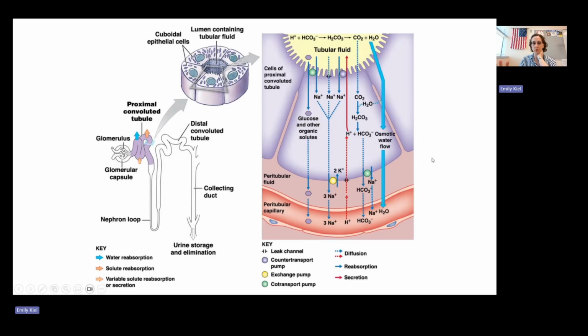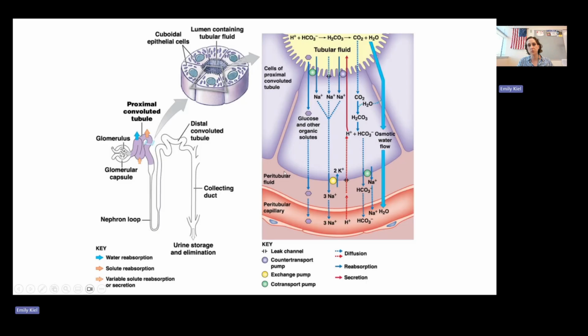So here is our proximal convoluted tubule. This is a place where reabsorption predominates. Notice how much is blue for water reabsorption, and for solute reabsorption, there's not really tons of secretion going on. We want to be aware that it's going to absorb 99% of our glucose, of our amino acids, and of our other solutes, as well as sodium, potassium, and bicarbonate. Remember, those proximal convoluted tubular cells have microvilli to help with this reabsorption process.